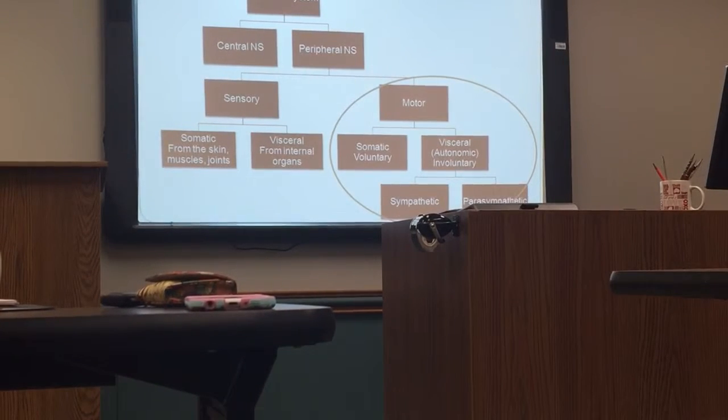Visceral is smooth muscle, cardiac muscle, glands. Why do I keep repeating it? Because students miss it on the test. Because you just get overwhelmed on the test, of course.